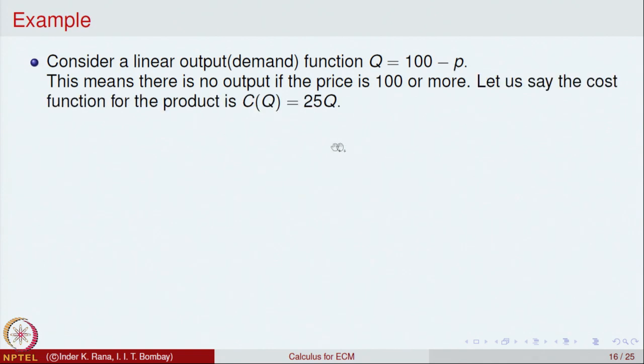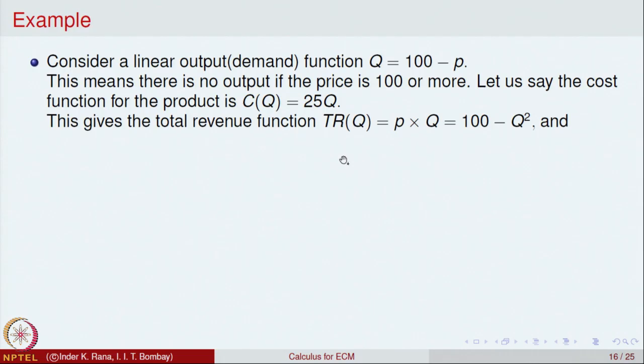So, let us assume that the cost for q is 25 q. So, the cost of producing q units is 25 times q. With this let us find the total revenue. As we know, total revenue is the price times the quantity produced. So, p into q, that is 100 minus p multiplied by q. From here we have to find the price p, so taking p on that side, it is 100 minus q.